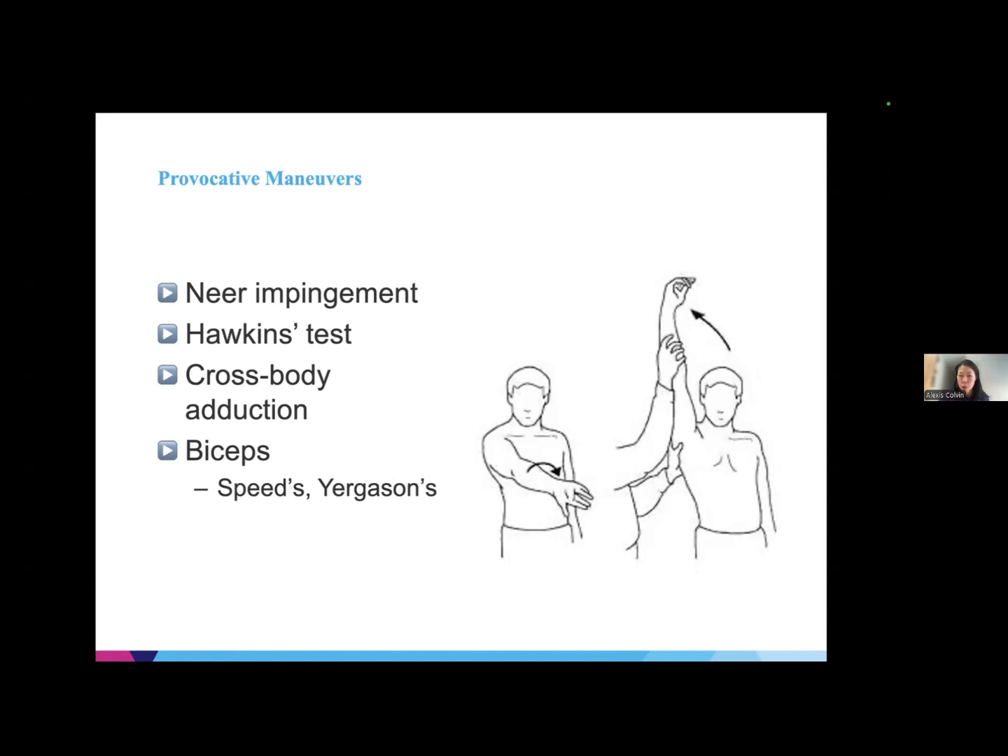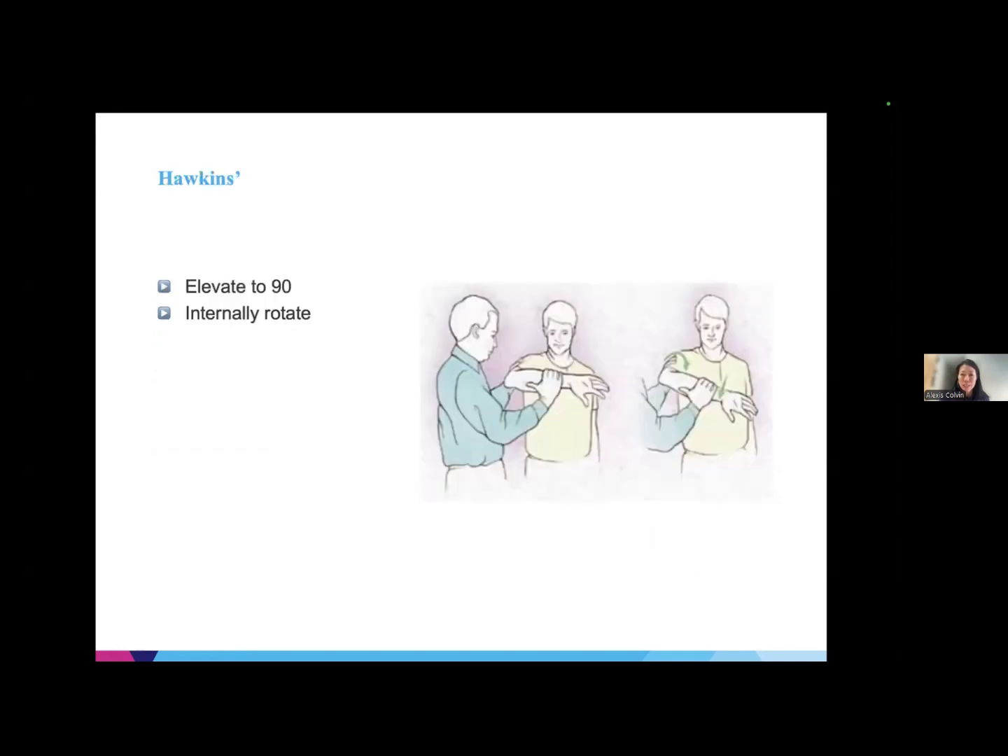So for the Neer test here, what you're doing is you're internally rotating the arm and then raising it. The idea behind this maneuver is that you are trying to bring the rotator cuff under the acromion. And so if there's enough space, if there's no inflammation, if there's no tearing, that will be painless. But if there is inflammation or if there is a tear, then it's going to be painful. The same idea applies to the Hawkins test. You have their arm abducted to 90 degrees, and then you try to internally rotate at the shoulder. And again, the idea is to bring the rotator cuff under the acromion in that case.